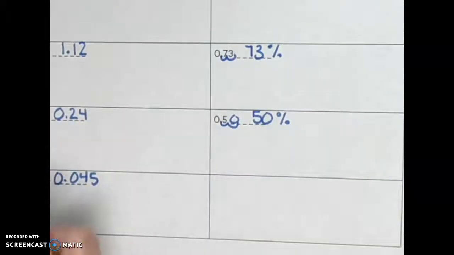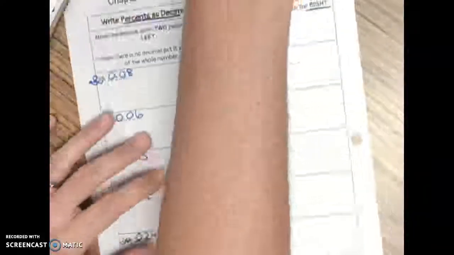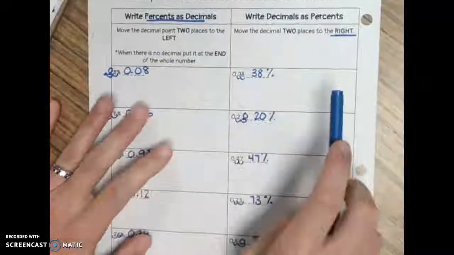Now, if you ever struggle on which way you need to move your decimal, come back to this paper. It tells you which way to move it.